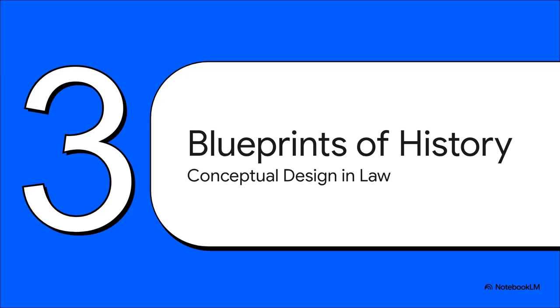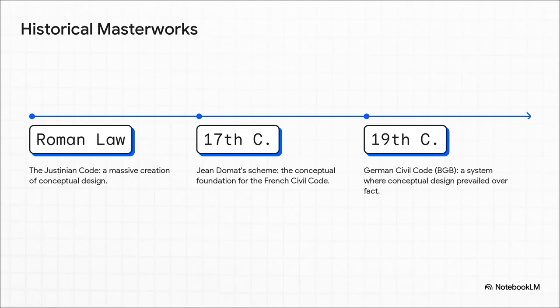Now, you might be thinking this all sounds incredibly theoretical, but it's not. This way of thinking, this conceptual design, has been the driving force behind some of the most important legal masterworks in history. Which brings us to Section 3, Blueprints of Legal History. Just look at this timeline. We're talking about massive projects. It goes all the way back to the Roman Empire with the Justinian Code, a huge effort to create a coherent system.